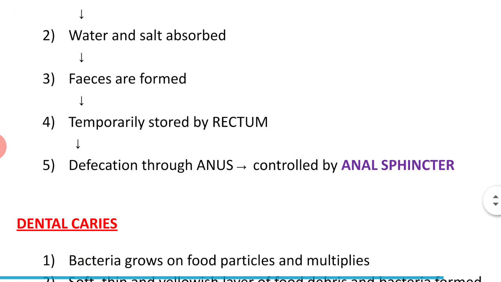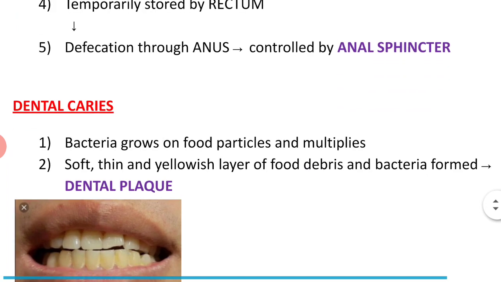So when feces are formed, they are temporarily stored by the rectum, and then finally they will be eliminated. Defecation takes place through the anus. Over here again, this is a voluntary action. So the anus also contains a sphincter which is known as anal sphincter. So special muscles are there which control the removal of feces from the large intestine.